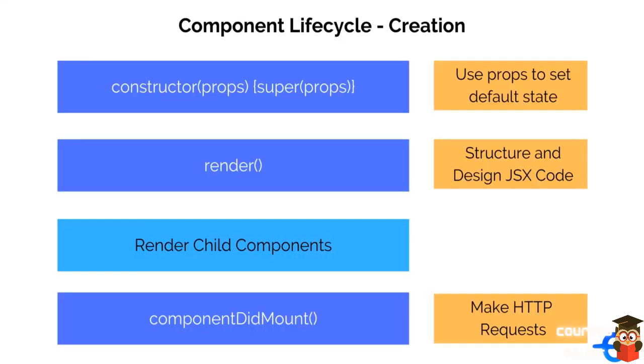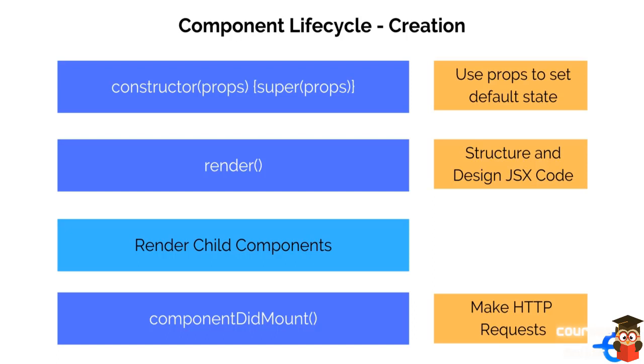We will talk about this hooks feature in the coming videos. Now, let's check out component creation lifecycle methods. When the component is created, first the constructor is called. The constructor can be used to set up state and props for the component. Then, when the render method is called, it also renders all the child components of that component.